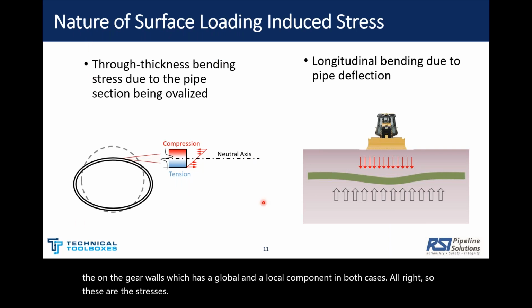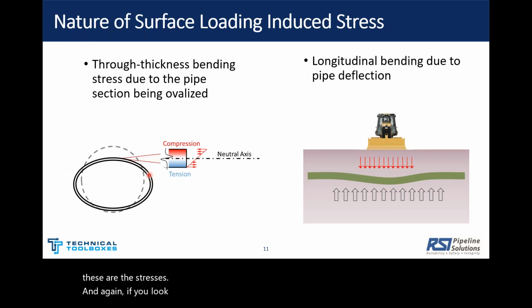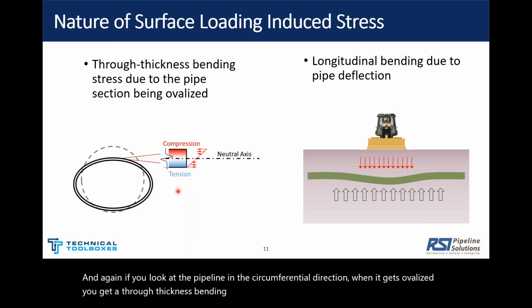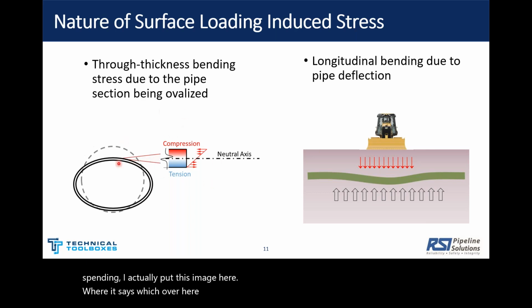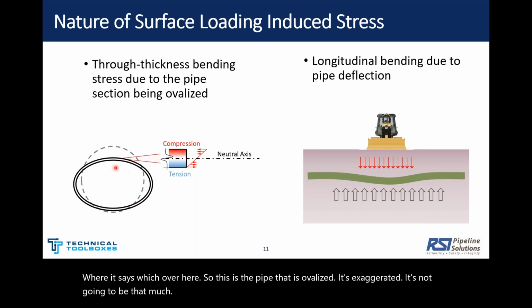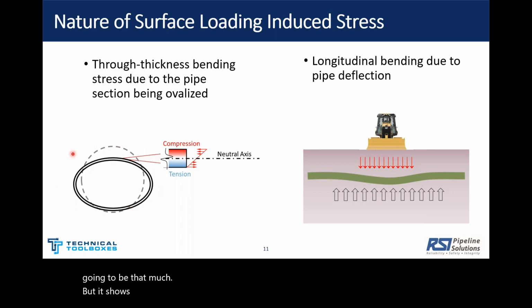And again, if you look at the pipeline in the circumferential direction, when it gets ovalized, you get a through thickness bending. To show what I mean by through thickness bending, I put this image here, which is the pipe that is ovalized. It's exaggerated, it's not going to be that much. But it shows schematically what we mean by a pipe that's ovalized. And when that happens, we get through thickness bending.